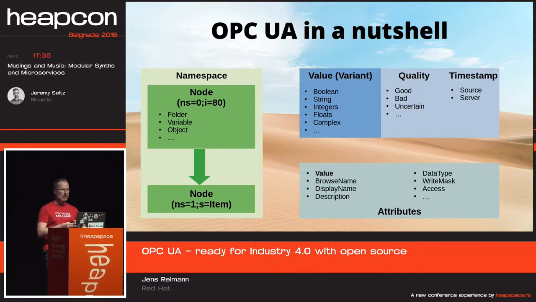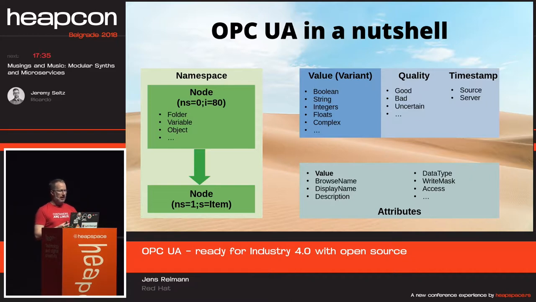Now, what is a node? A node is simply something which can be a folder, a variable, an object, also a data type, or a whole bunch of other things. And they're all in the namespace. So now you have an ID. This is what you can see up here, NS0;i=80. That's one of the well-known nodes. So you have an address, which is well-known, and you simply can refer to that.